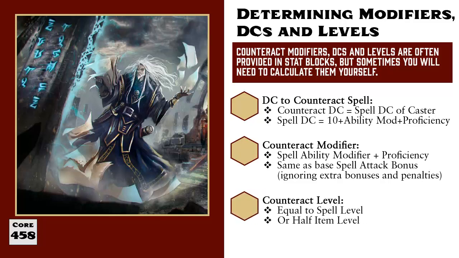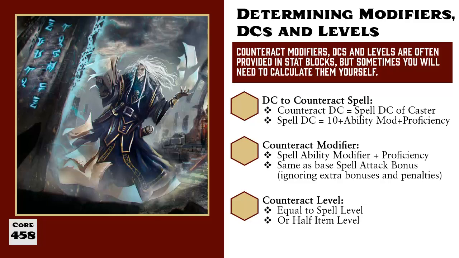So if the effect to be counteracted is from a 3rd level spell, then its counteract level will also be 3, unless that spell was heightened and cast at a higher level, in which case you use that heightened level as its counteract level. And cantrips are automatically heightened to 1/2 the caster's level rounded up, so you would use that as the cantrip's counteract level, even though a spell slot is not being consumed when you cast it. And if a counteract level is not provided, then you can calculate it as 1/2 the level of the creature or object providing the counteract effect rounded up.